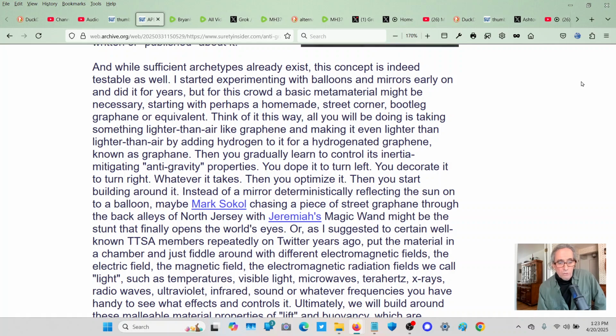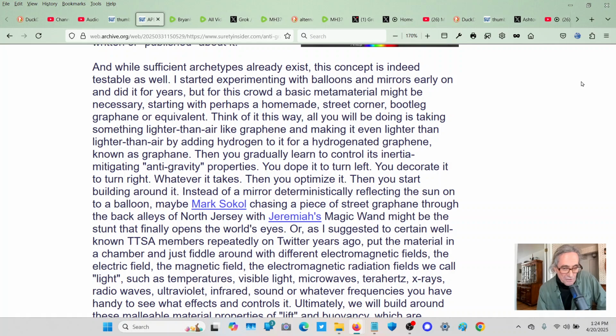Think of it this way, all you will be doing is taking something lighter than air like graphene and making it even lighter than air by adding hydrogen to it for a hydrogenated graphene, known as graphane. Then you gradually learn to control its inertia mitigating anti-gravity properties. You dope it to turn left. You decorate it to turn right. Whatever it takes. Then you optimize it. Then you start building around it.